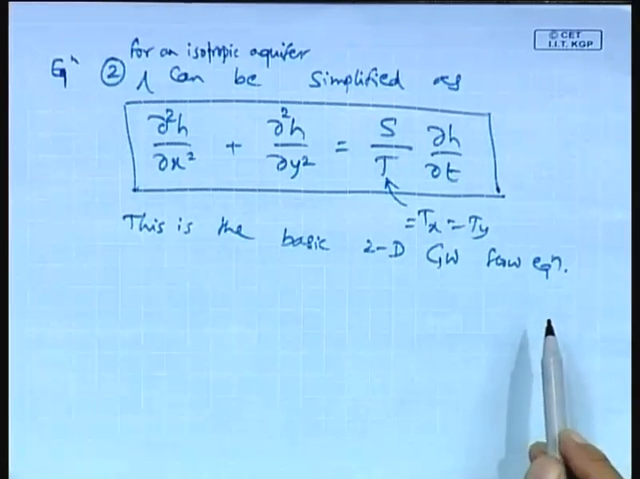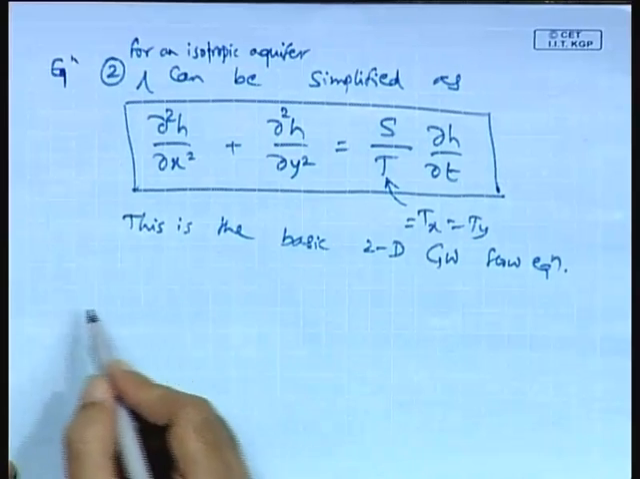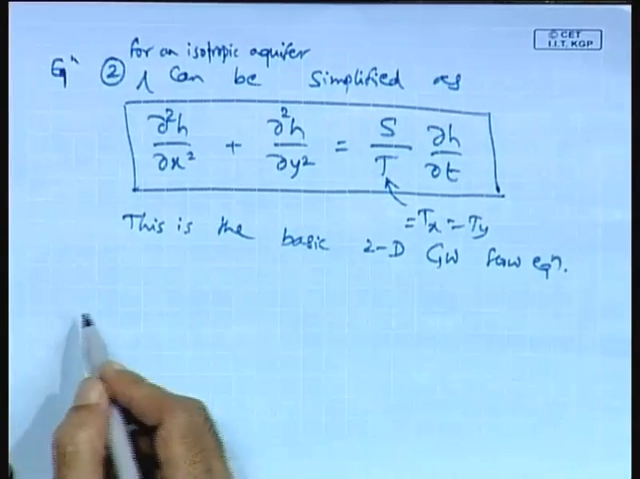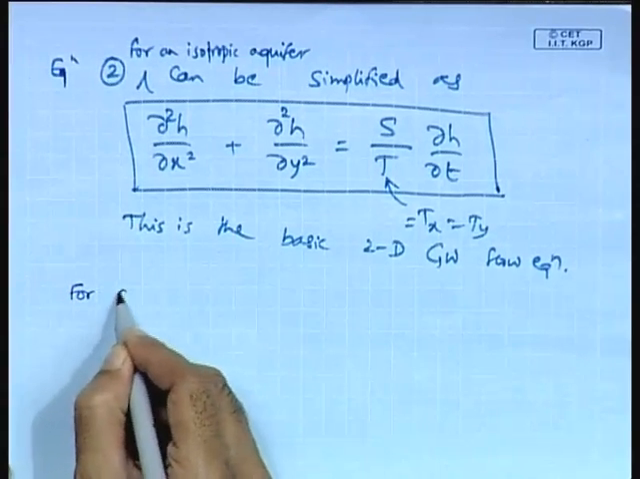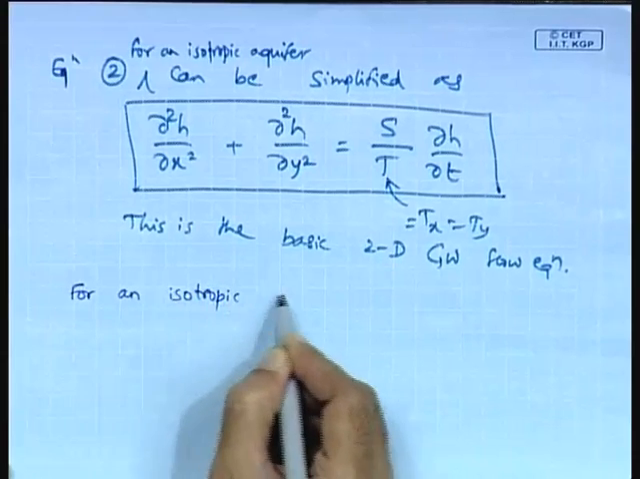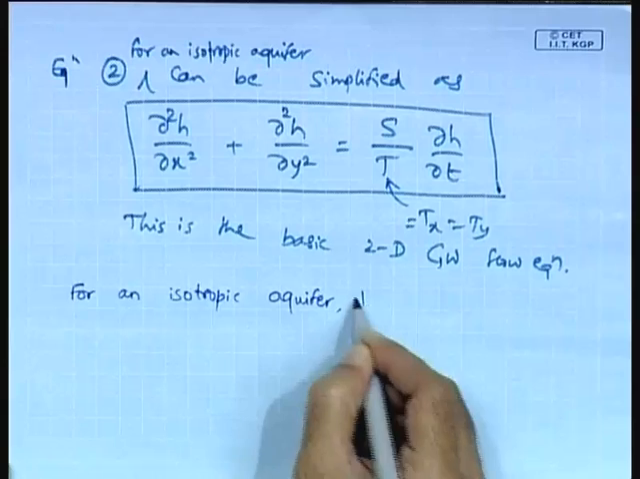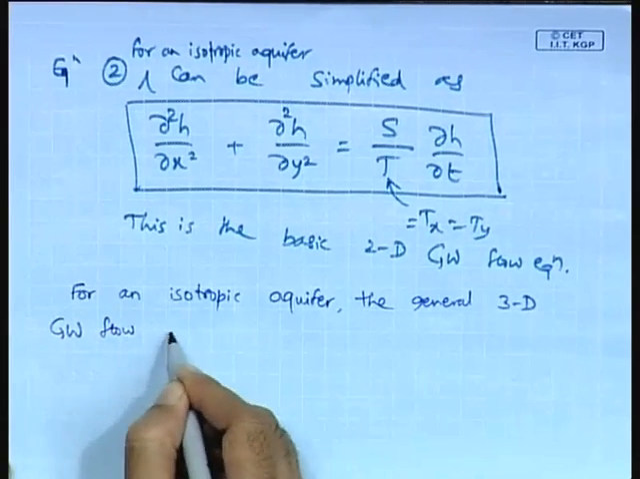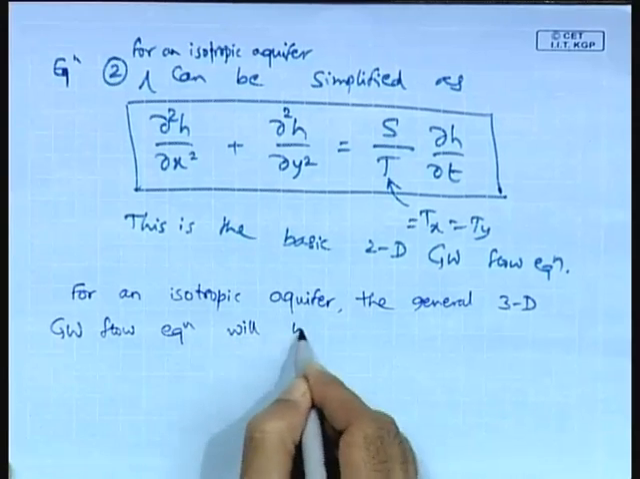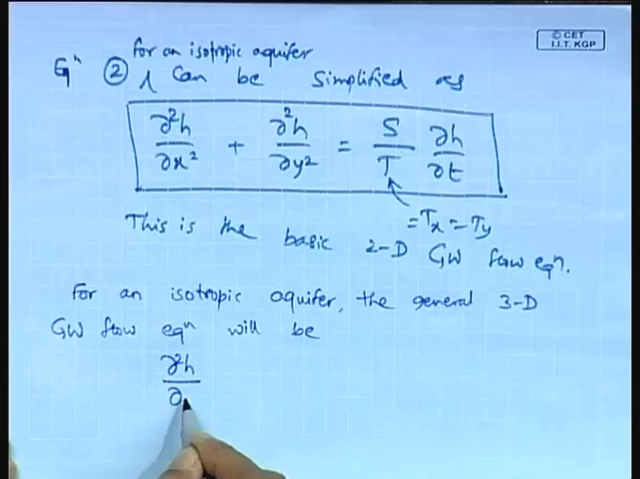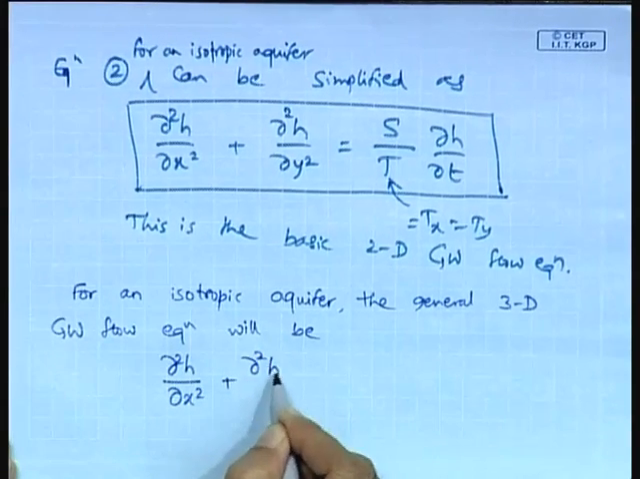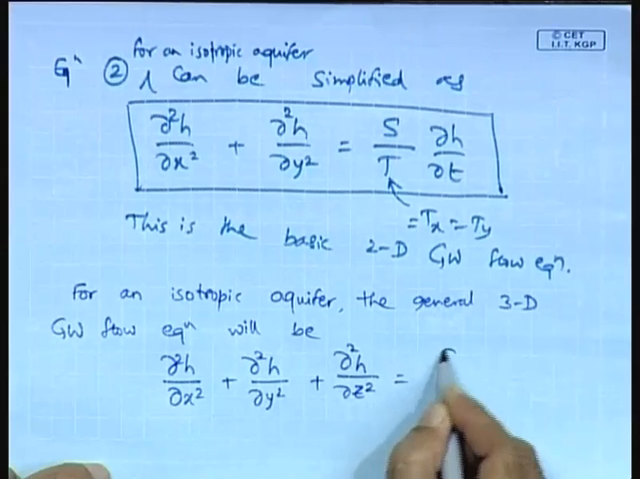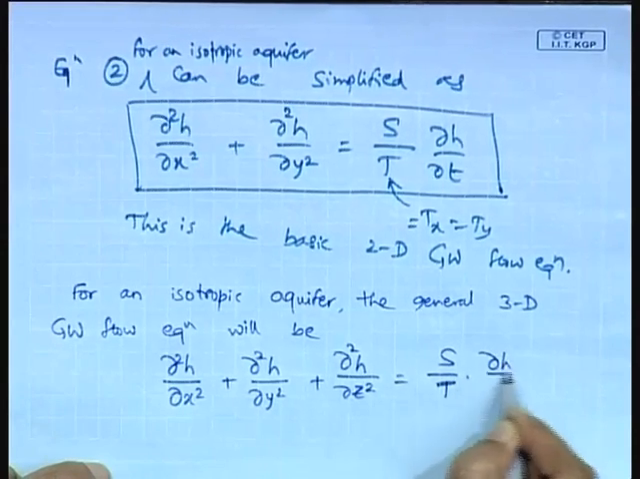Suppose it is a three dimensional flow and the flow in the aquifer is isotropic. In this case there will be the third term also, and therefore, for an isotropic aquifer, the general 3D groundwater flow equation will be d square h by d x square plus d square h by d y square plus d square h by d z square is equal to S by T into dh by dt.